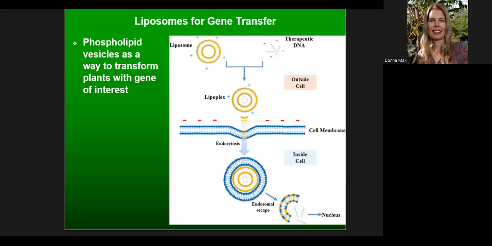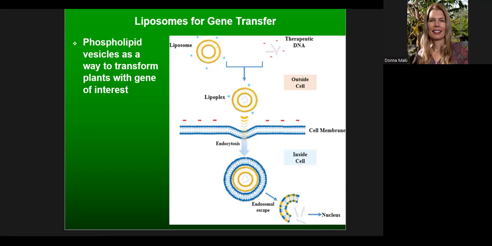And so it's just a vesicle, a phospholipid bilayer vesicle. And then you can put your drug of interest in it. And then what happens is the phospholipid bilayer of the liposome will easily be able to get through the cell membrane and deliver the drug. And so they're doing that in human medicine, but they're also doing it in the plant world too.